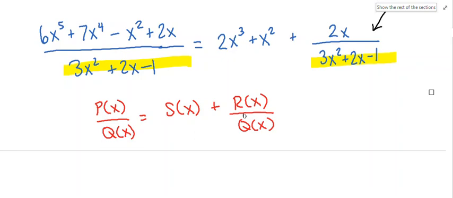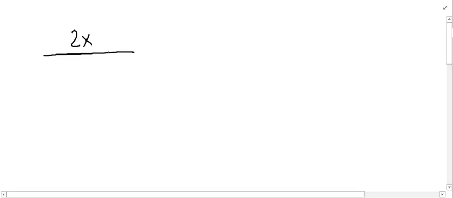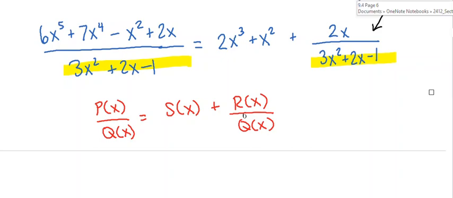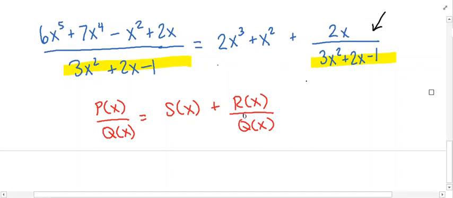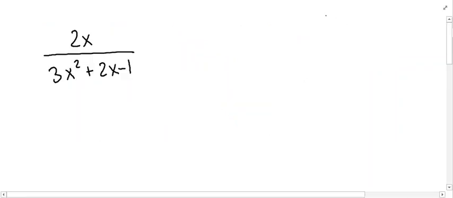I'm out of room here, so I'm going to jump to a new page. We're going to work on 2x over 3x squared plus 2x minus 1. Let me make sure I wrote that down correctly. Yes. By the way, this, you can't do anything with it. It's not a fraction, so it doesn't make sense to break it down into other fractions. So, concentrating on this 2x over 3x squared plus 2x minus 1, we're going to try to do the partial fraction decomposition of this term.